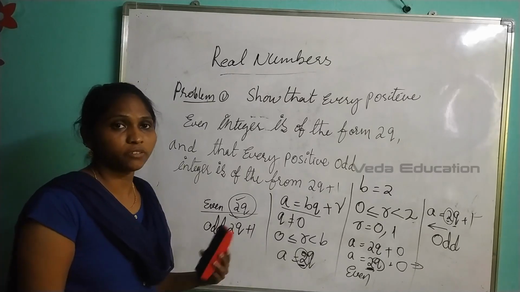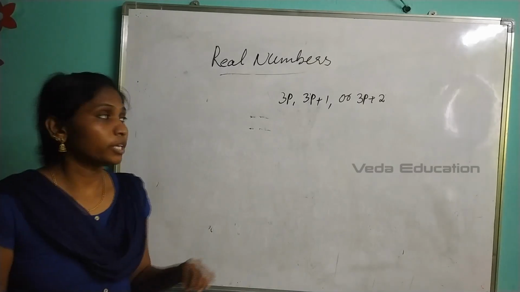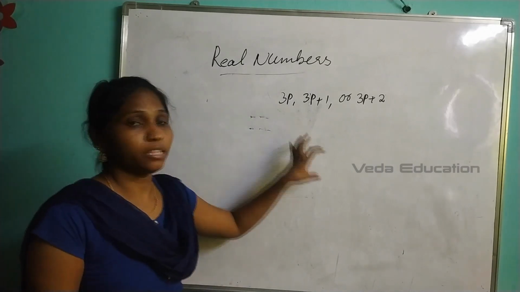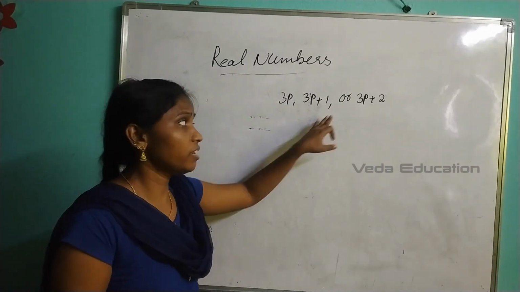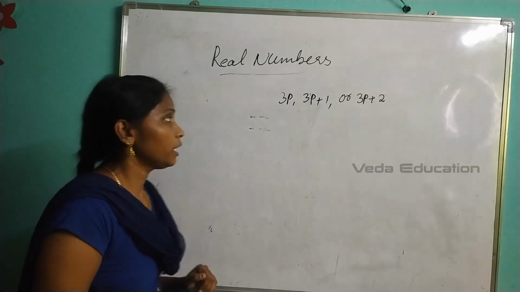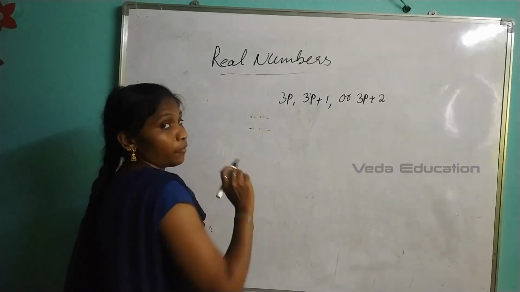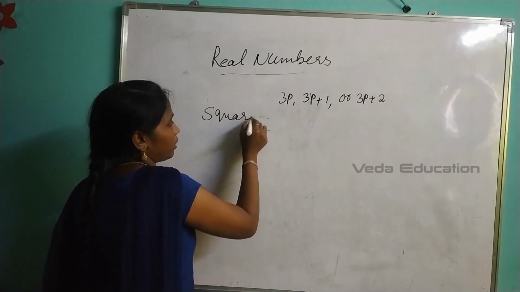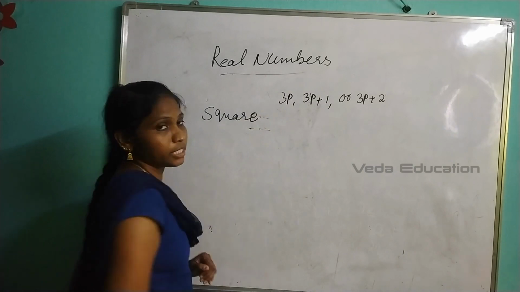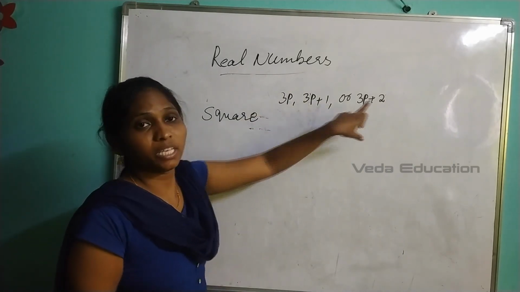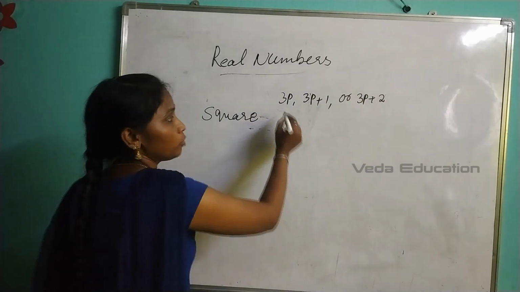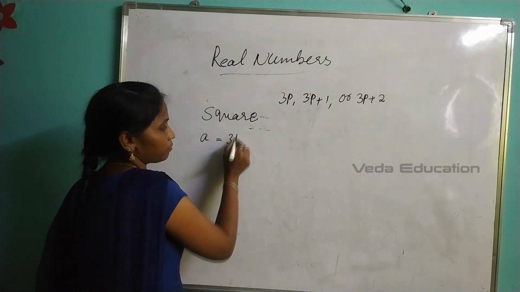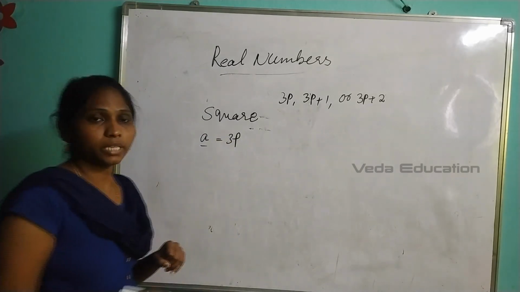How to solve? By using Euclid's division lemma. Now by using Euclid's division lemma, show that the square of every positive integer is in the form of 3p or 3p plus 1 or 3p plus 2. Okay? What is given? The square of any positive integer is in the form of 3p, 3p plus 1, 3p plus 2. So let us assume a is some positive integer.